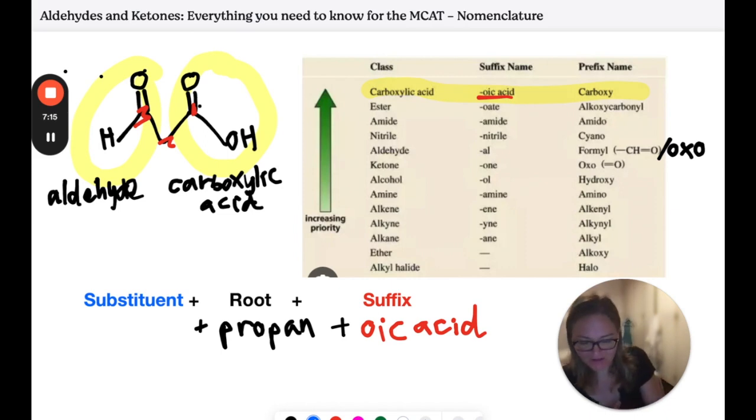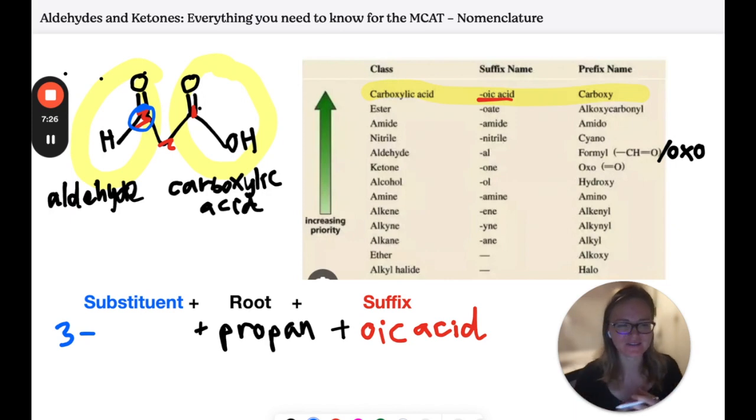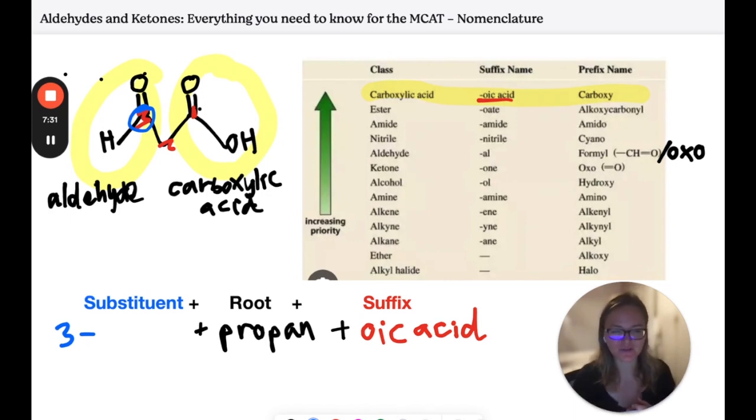Well, if we take a look here, we notice that our aldehyde is located at carbon 3. So we're going to have 3. When an aldehyde is a substituent, we're going to use its prefix. Now, there are 2 interchangeable prefixes you can use for an aldehyde. You can either use oxo or you can use formyl. So I'm going to use oxo.